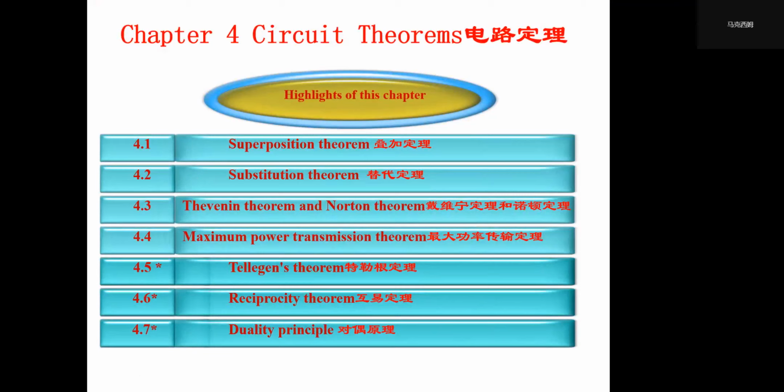In the third section, we're going to talk about the Thevenin theorem and the Norton theorem. Those two look very similar, but one is concentrated on voltage and the other on current. And in section 4, we're going to talk about the maximum power transmission theorem. It's about how to maximize the power you transmit.